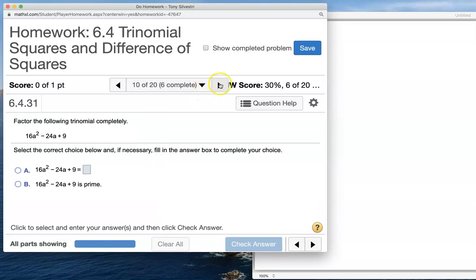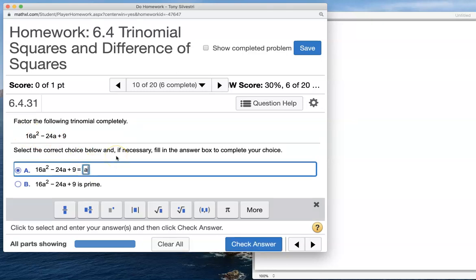I'm going to skip that. Now, I'm not going to skip that one, because you might think, okay, this looks like I might need a magic number technique, the thing that we did in section 6.3. When you do the magic number technique, you pull off the 16 and try to factor an expression that looks like this, 24a plus. Now this number would be 9 times 16, which is 144.